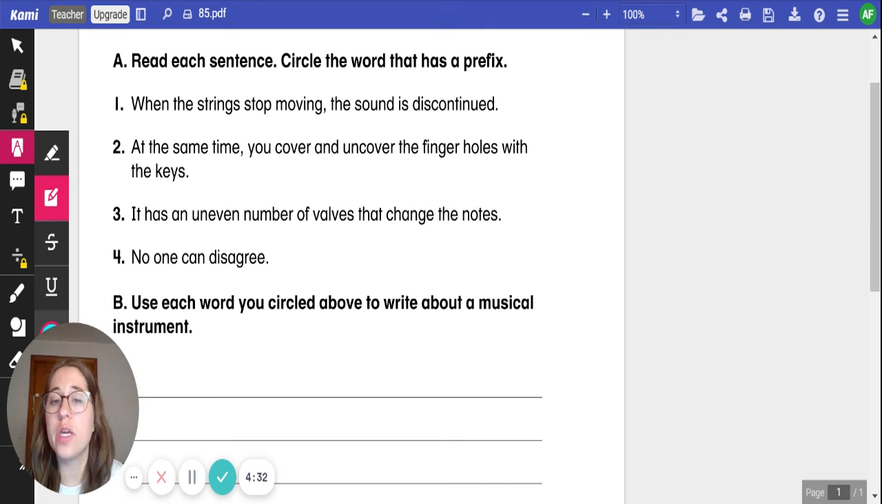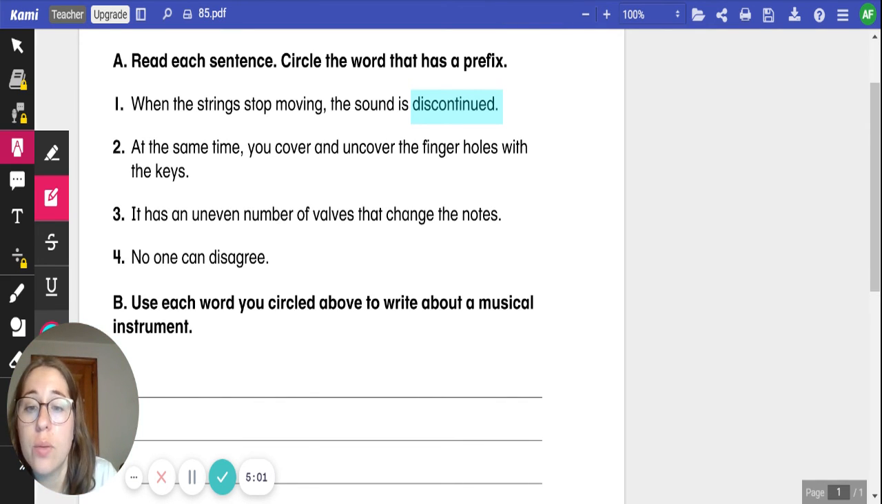When the strings stop moving, the sound is discontinued. Looking for a word that has a prefix, I see it at the end, discontinued. Go ahead, 2, 3, 4 on your own. Number 2, at the same time, you cover and uncover the finger holes with the keys. Number 3, it has an uneven number of valves that change the notes. And number 4, no one can disagree. Go ahead and get those written down and click play when you're ready to continue.